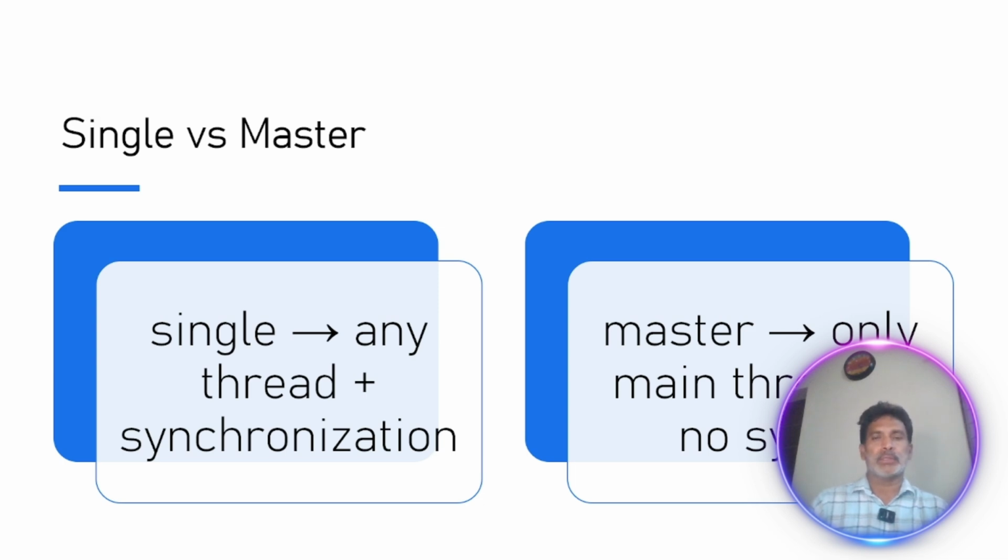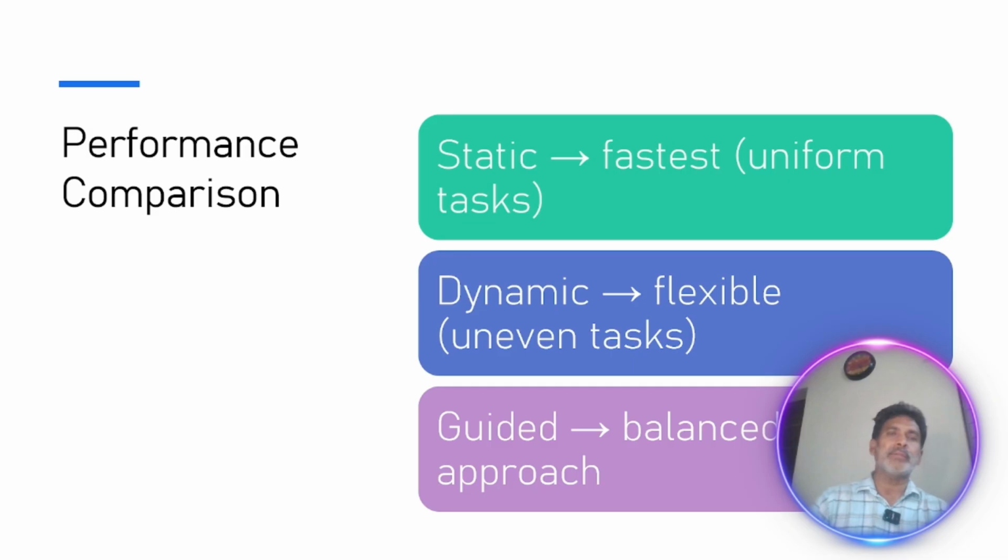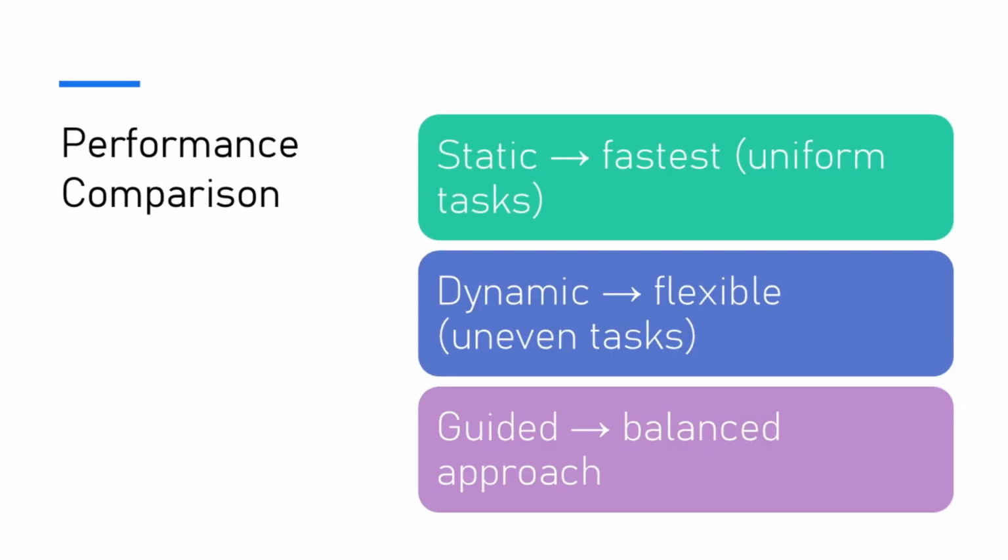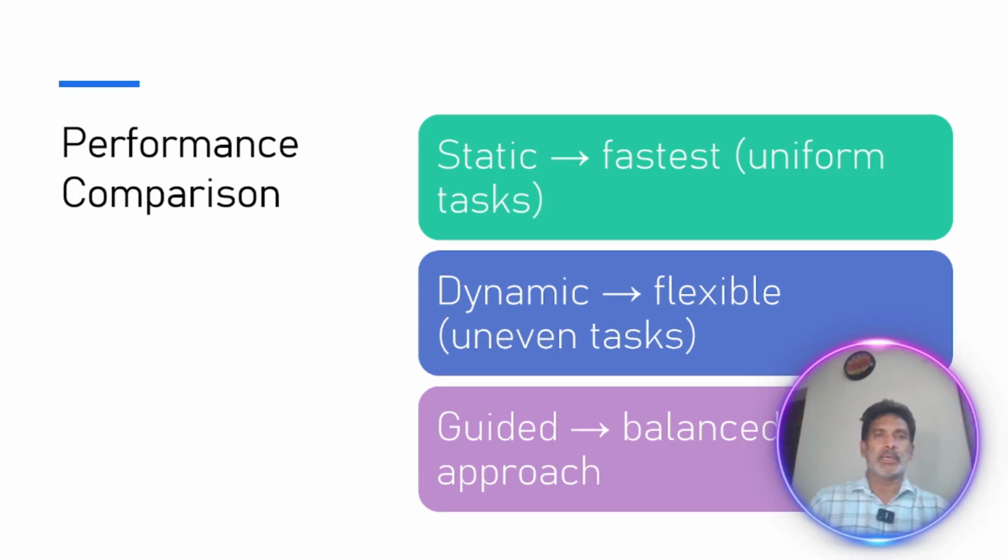And next one is the master construct. And if you compare the performance of static, dynamic, and guided scheduling, the static is fast for uniform workloads, whereas the dynamic handles uneven tasks. So when choosing a scheduling strategy in OpenMP, performance largely depends on how uniform or irregular the workload is.